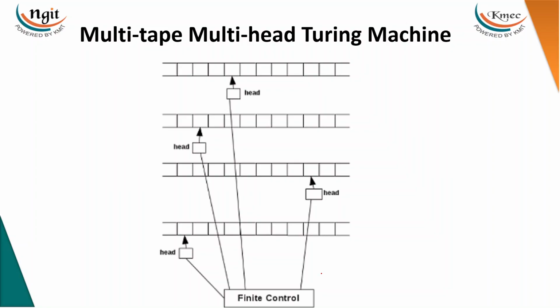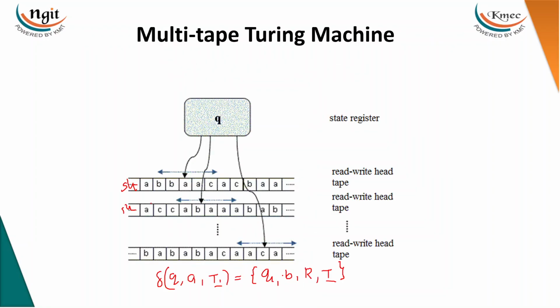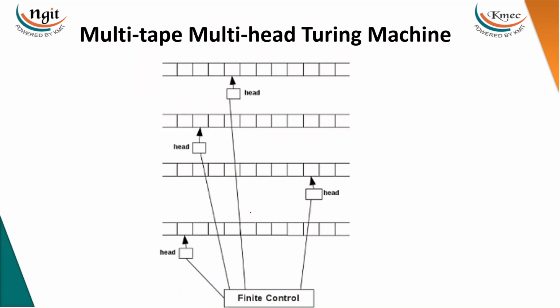Then we have multi-tape and multi-head. In the multi-tape Turing machine, we have only one head that jumps from one tape to another tape. But sometimes you may have multiple heads, right? As I told you, you can use one tape for different operations. Now there is no need of jumping the heads or moving the heads. Every tape has its own head.